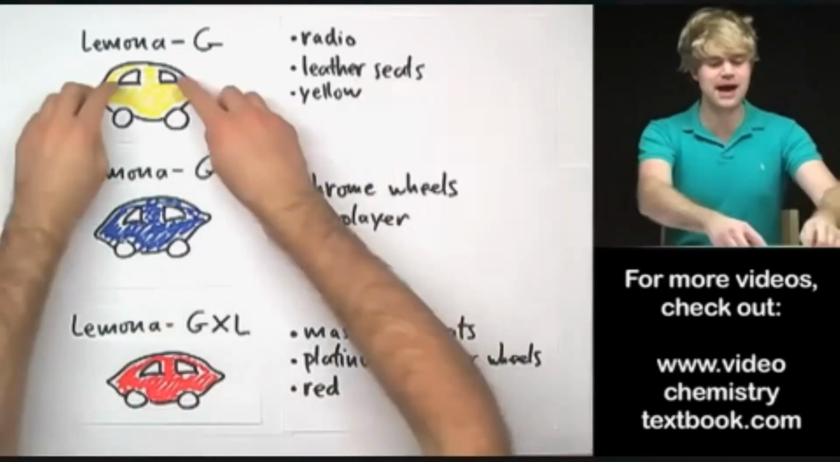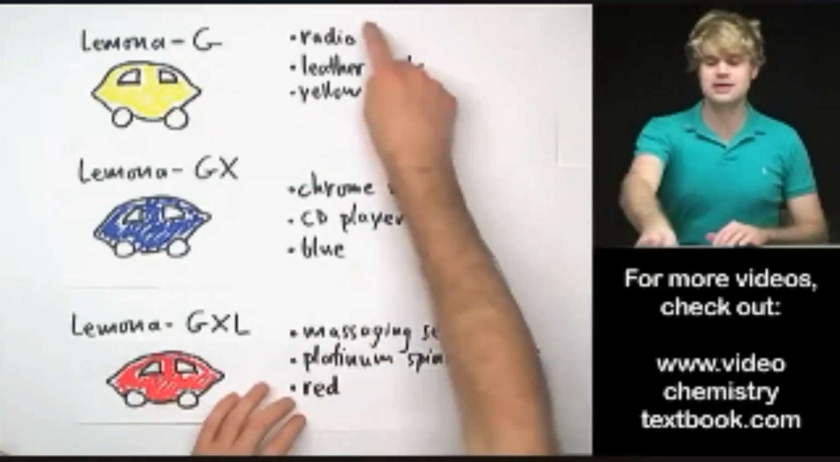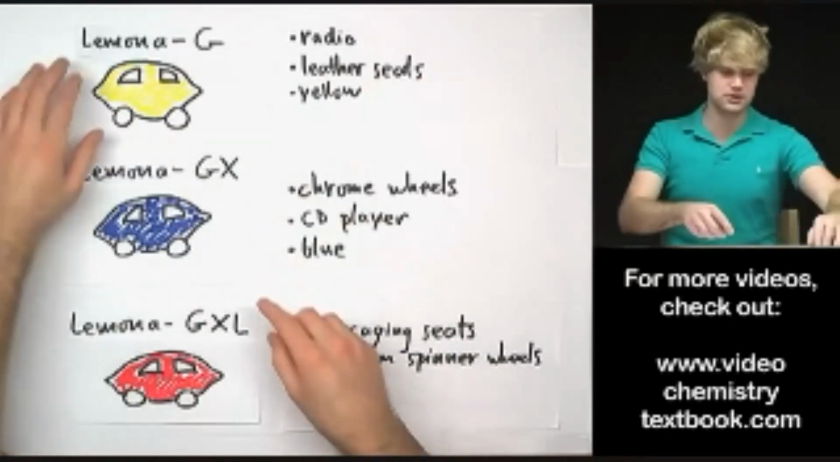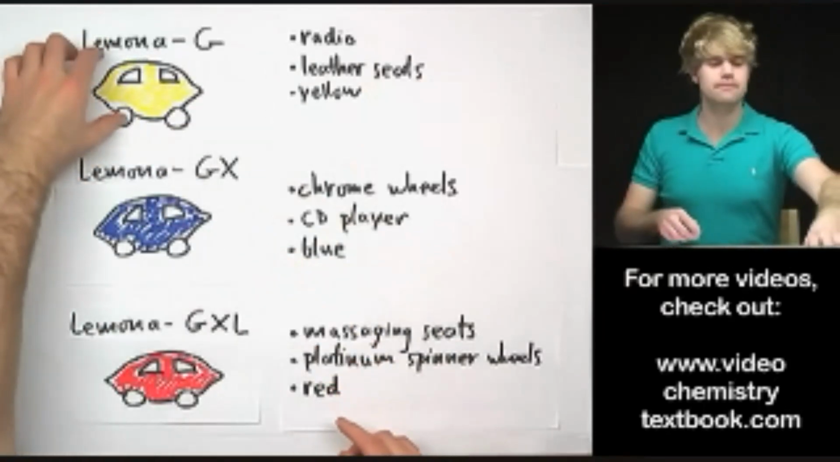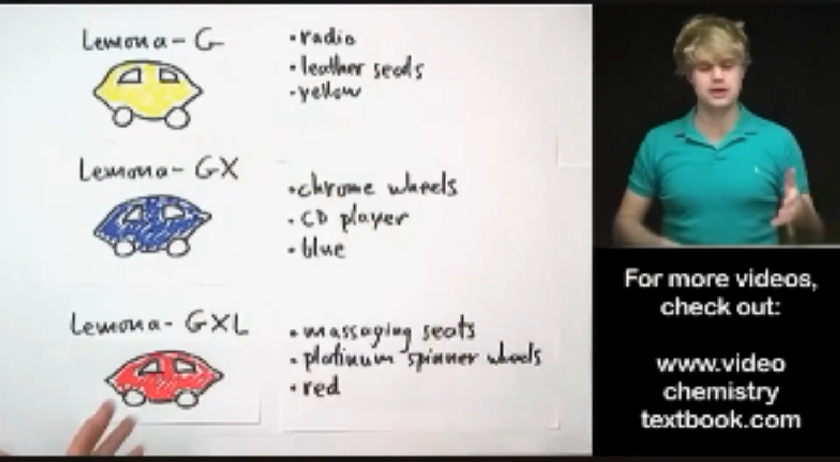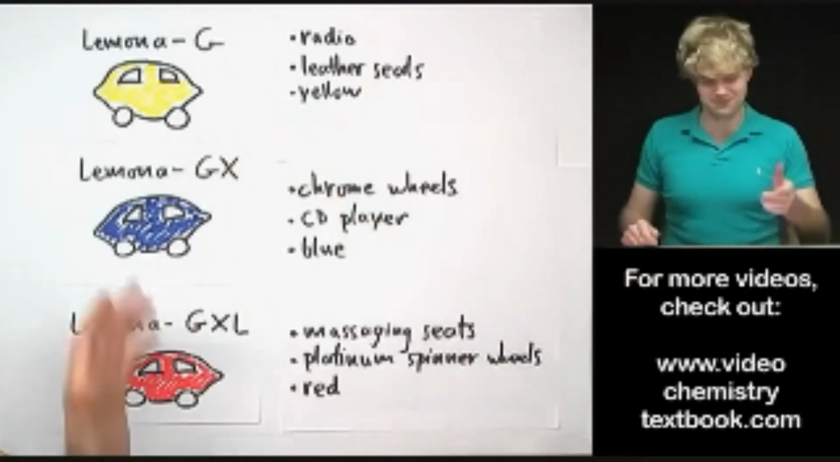So it doesn't matter what color it is, and it doesn't matter the various options that you get in these models, the GX or the GXL. What matters is that they all have this particular shape. That's what makes a Lamona a Lamona. So we have these three different models.